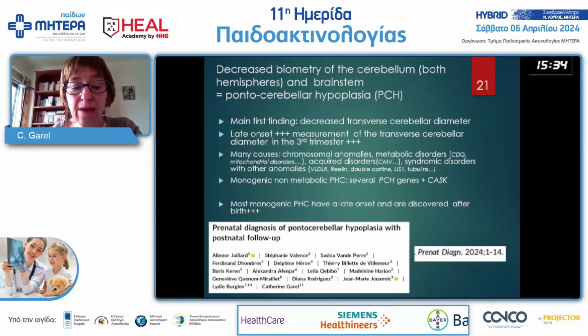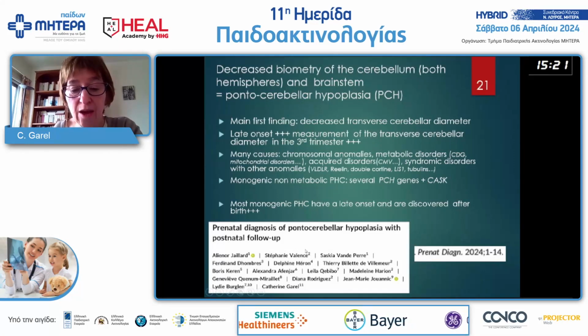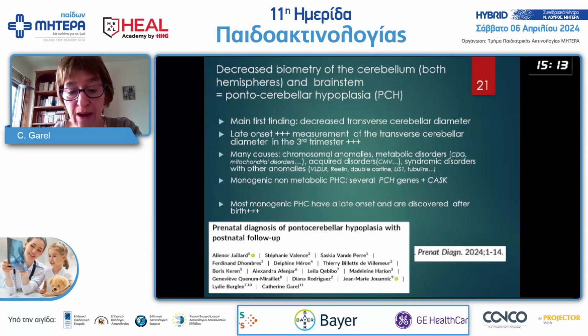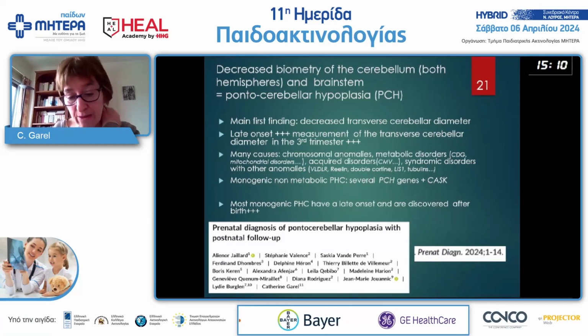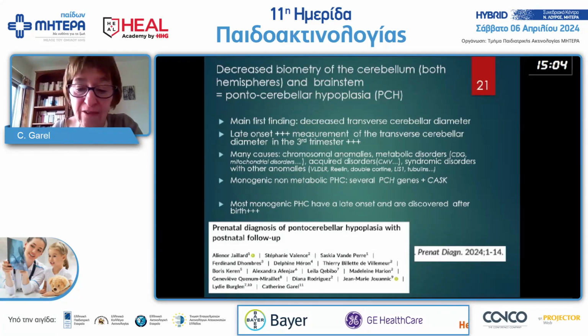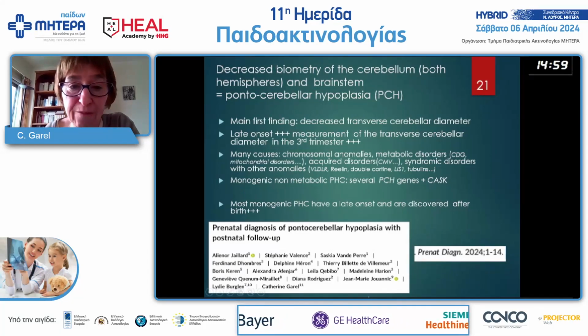Unfortunately, many monogenic pontocerebellar hypoplasias are not discovered before birth because of this late onset. We have recently presented a large series of more than 40 cases of prenatal diagnosis of pontocerebellar hypoplasia. It is the first series which is published in the literature because only single cases or small series were published so far. The causes of pontocerebellar hypoplasias are numerous.